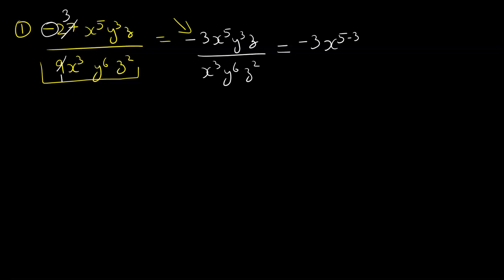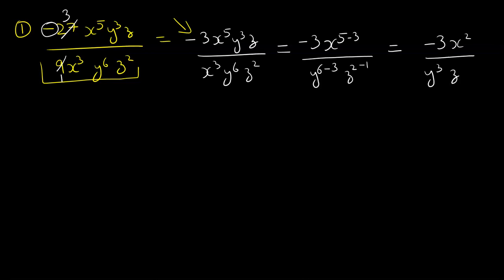y and z both are bigger in the denominator. Their power is bigger in the denominator, so subtraction for them will happen in the denominator. So we write over y to the power of 6 minus 3, z to the power of 2 or z square minus 1. And we get for this one again negative 3, no change with that, x to the power of 2, x square over y cube z, and that is our final answer.